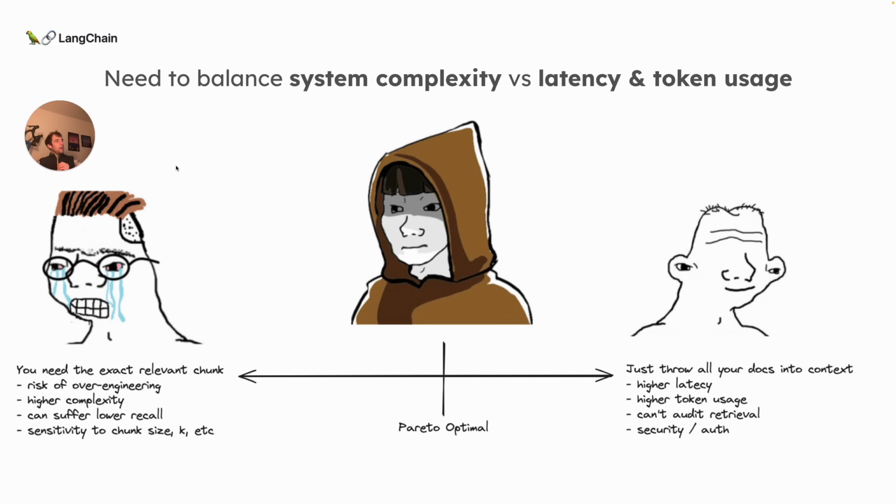But on the flip side, I think just throwing all your docs into context probably will also not be the preferred approach. You'll suffer higher latency, higher token usage. I should note that today, a 100,000 token GPT-4 call is like $1 per generation. I spent a lot of money on LangChain's account on that multi-needle analysis. I don't want to tell Harrison how much I spent. So it's not good, right? You can't audit retrieval. And security and authentication are issues if, for example, you need different users to have different access to certain retrieved documents or chunks. In the context stuffing case, you can't manage security as easily. So there's probably some Pareto optimal regime in the middle.